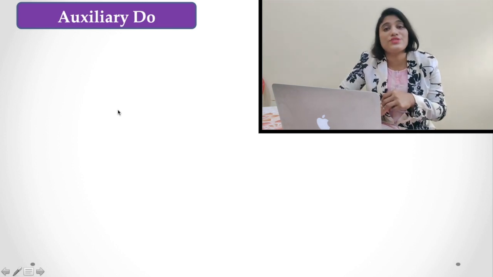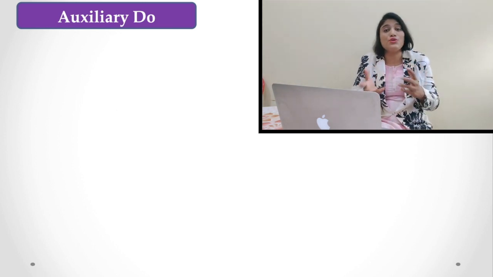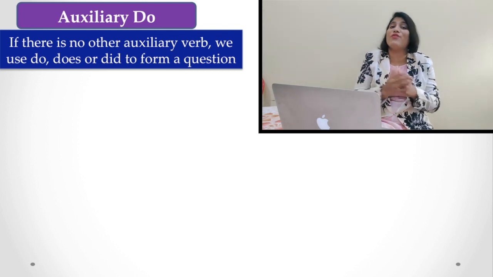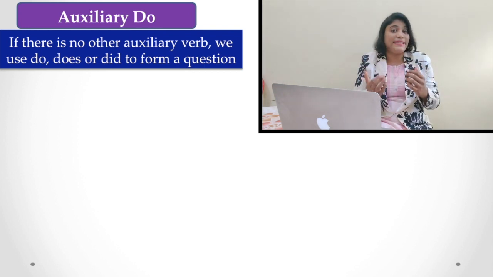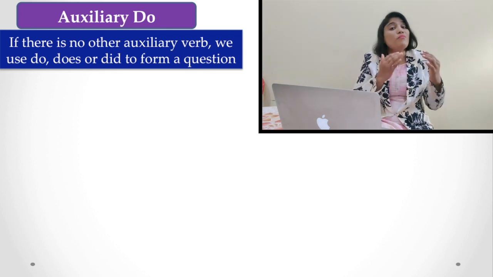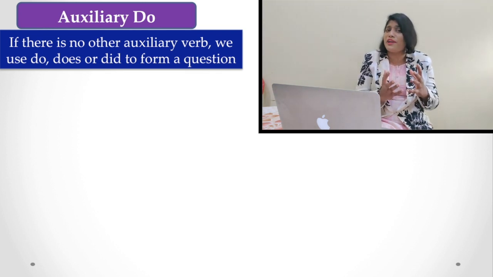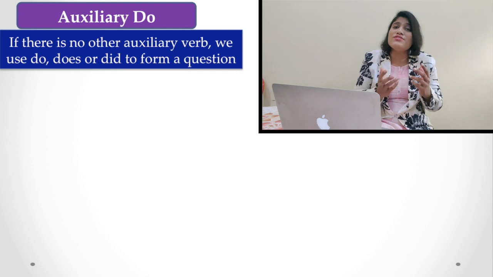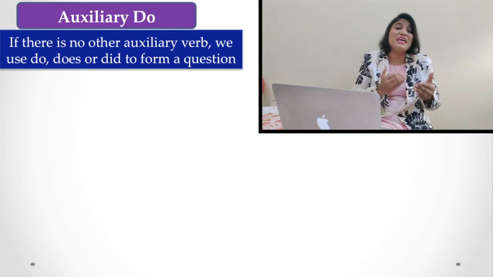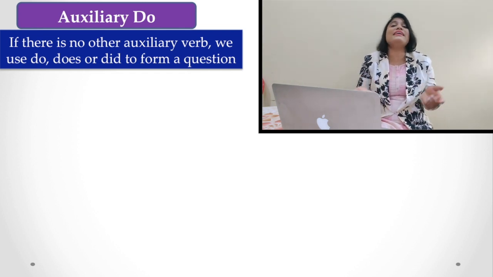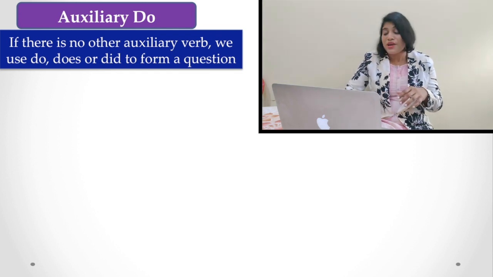Now I am going to tell you about auxiliary do. This is a very important thing. When there is no other auxiliary verb in a sentence, you have to use do to make it an interrogative one. And this is very important because do is a very important verb. If you want to know more about be, do, have, you may watch my video lesson about these verbs. I will provide the link in the description box below.